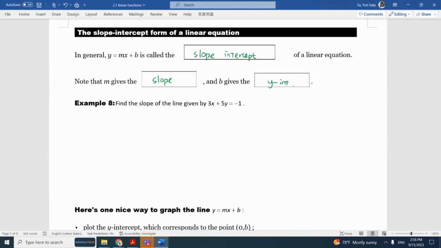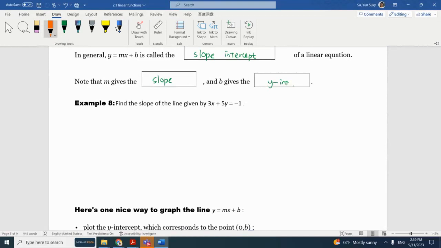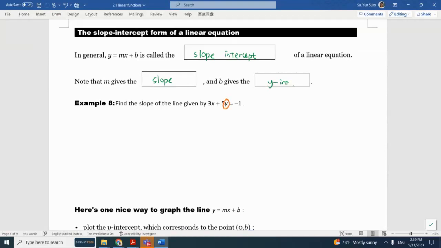Find the slope of the line. So you want to express this equation into this one, which means you want to isolate y. You want to solve for y. Then whatever the coefficient of x is going to be the slope. So, let's solve for y. What do you do? How do we get the y by itself?